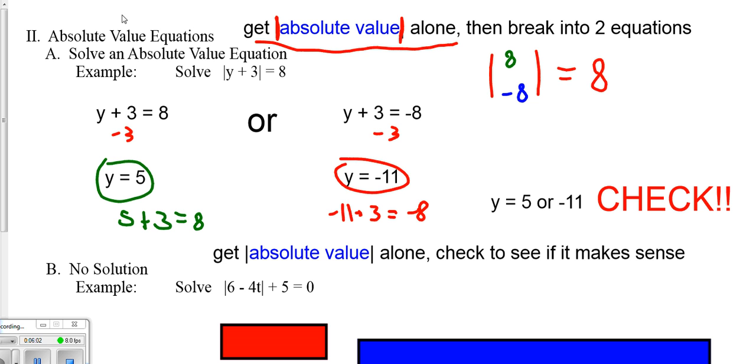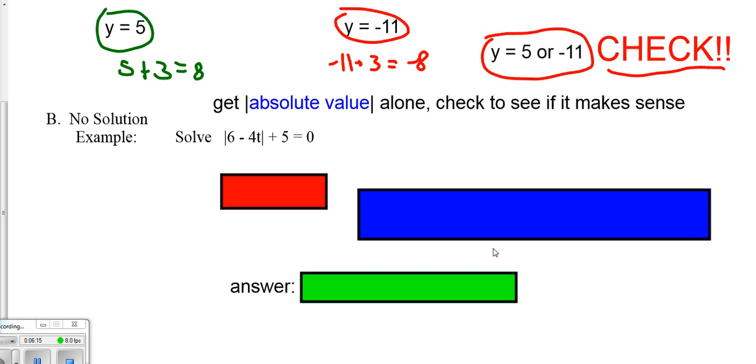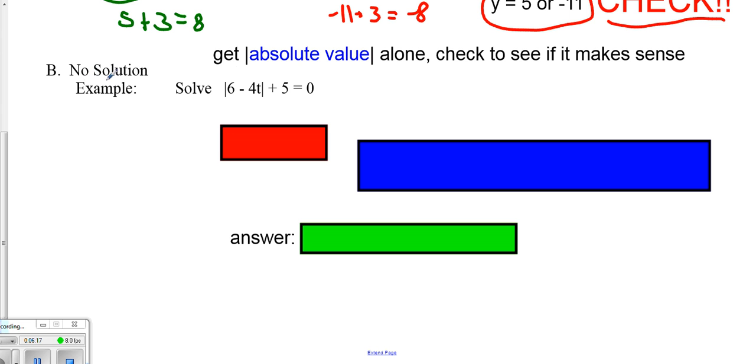Again, make sure that you check those. Plug them back in, check to make sure that it actually does work. Sometimes it won't, and I'll show you an example of that. So that's very important to always check your answer. Our next example shows one situation where you won't have an answer. So it won't work out if you were to check it.